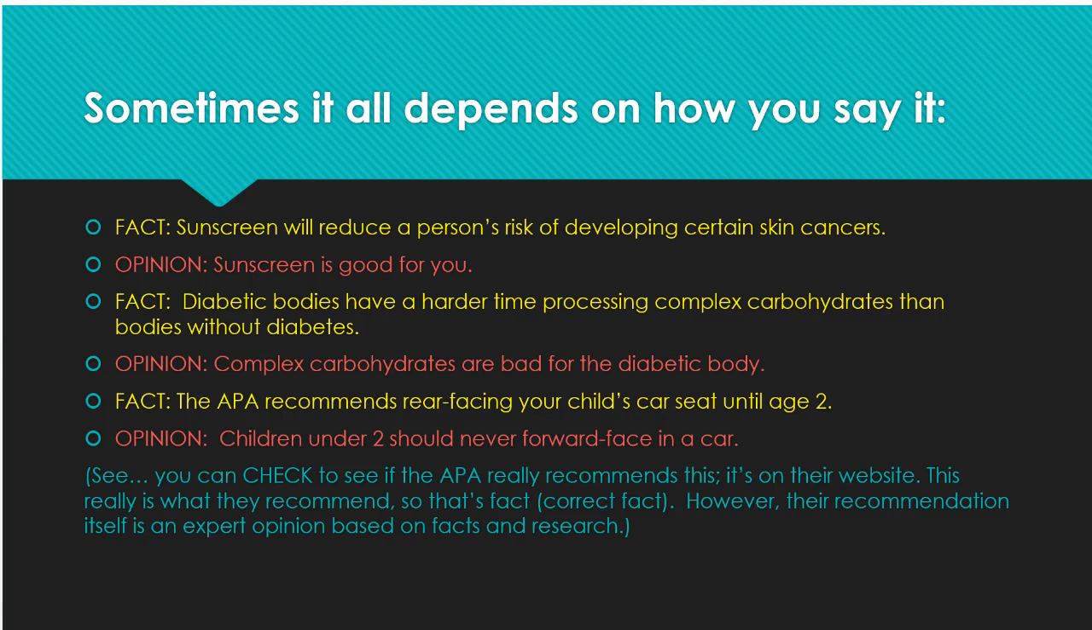Fact: diabetic bodies have a harder time processing complex carbohydrates than bodies without diabetes. That's a fact, again, backed up by medical research. You can look it up, understand diabetes and what complex carbohydrates are. But when you rephrase it, complex carbohydrates are bad for the diabetic body, it becomes an opinion. Some diabetics really do quite well with complex carbohydrates as long as they're balancing them with a protein and keeping them to a regular serving size. So they might not all be bad. It's a matter of opinion.